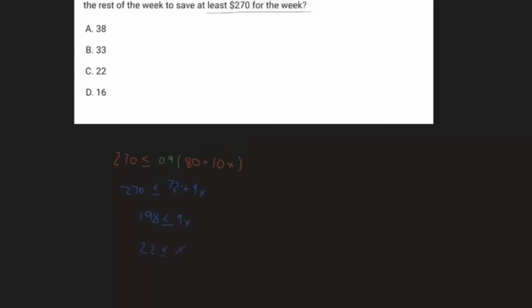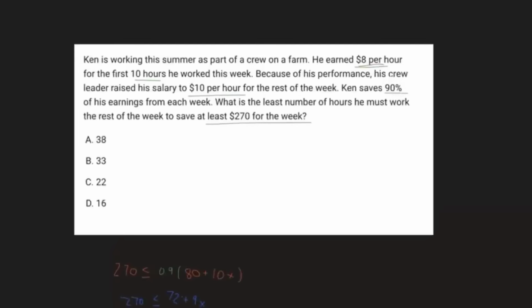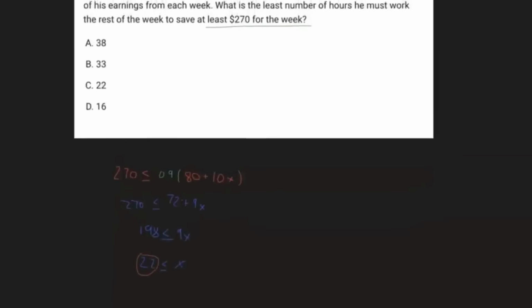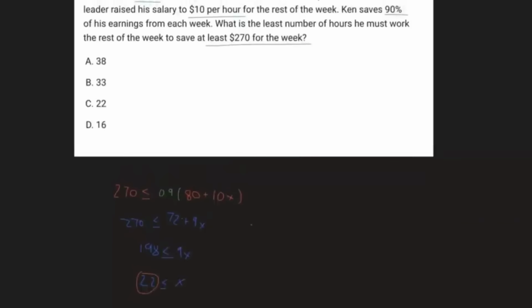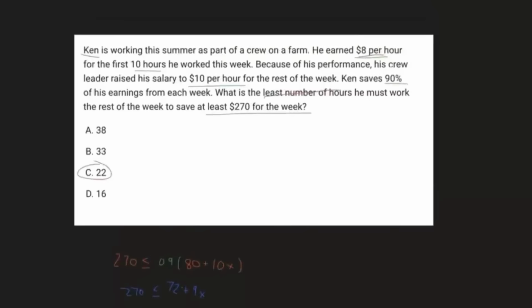All right, so what does this represent? Well, this means that in order to save at least $270, Ken will have to work at least 22 hours, right? But this also means that if he works greater than 22 hours, he'll save more than $270. But we just want to find the least number of hours it'll take him to save at least $270, right? And the least number of hours in our case is right here, 22 hours, because that's the minimum that he has to work. And therefore, our answer choice is going to be C.